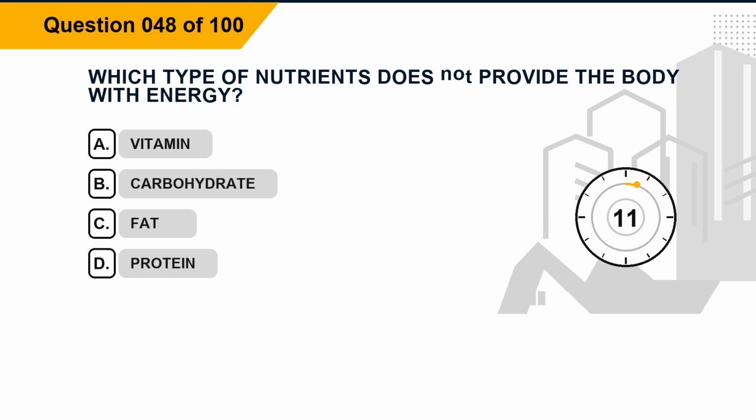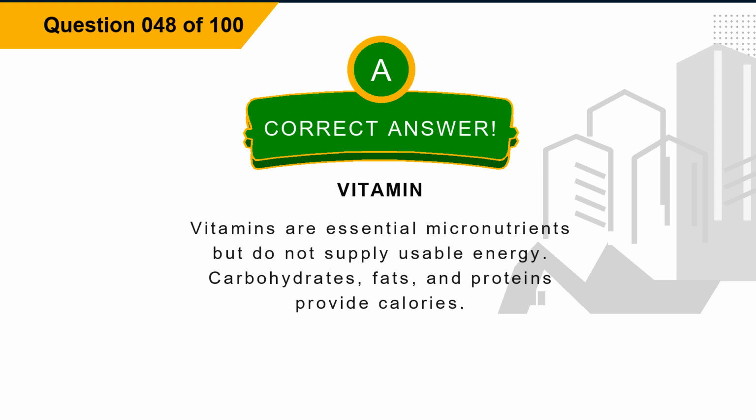Question 48. Which type of nutrients does not provide the body with energy? Option A. Vitamin. Option B. Carbohydrate. Option C. Fat. Option D. Protein. The correct answer is option A. Vitamin. Explanation. Vitamins are essential micronutrients but do not supply usable energy. Carbohydrates, fats, and proteins provide calories.